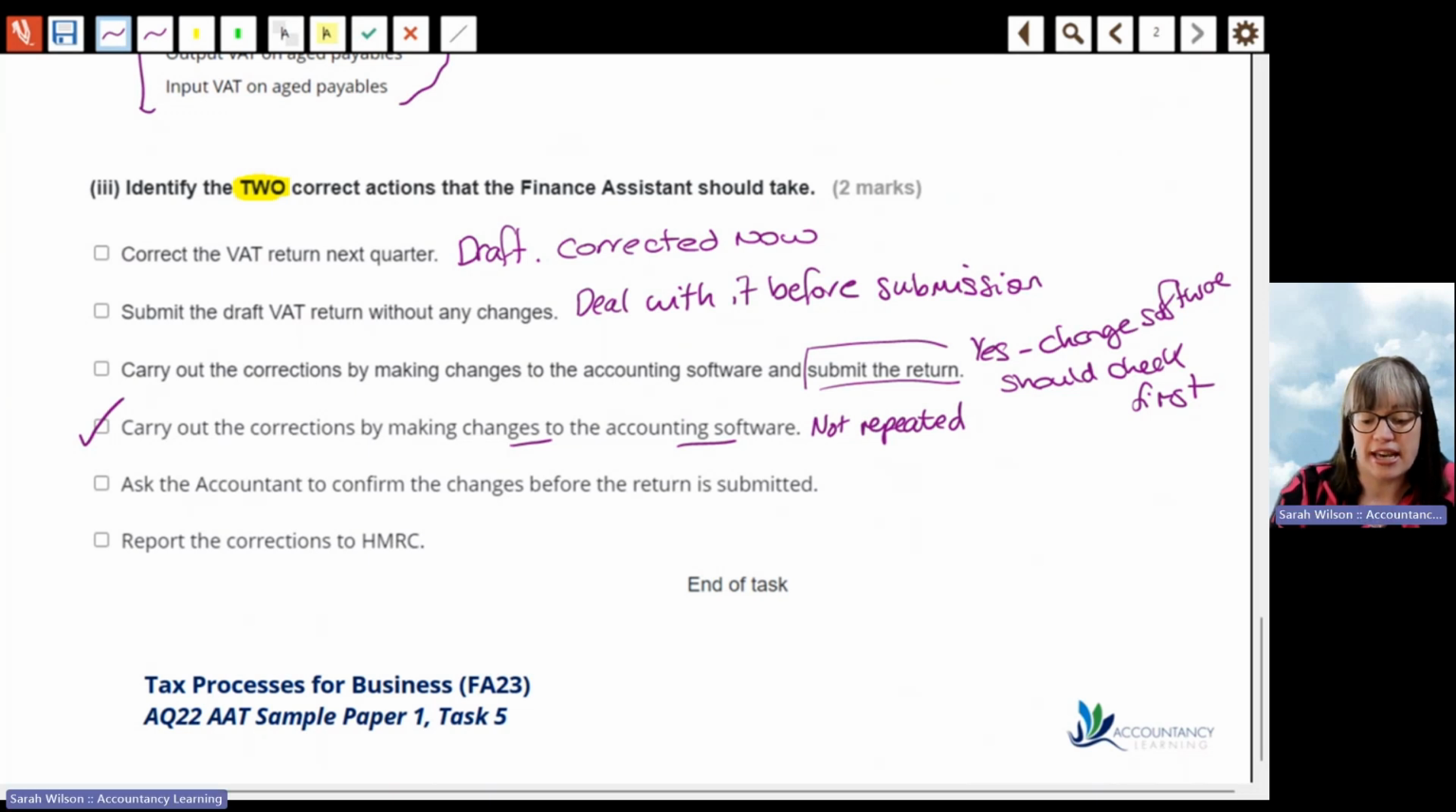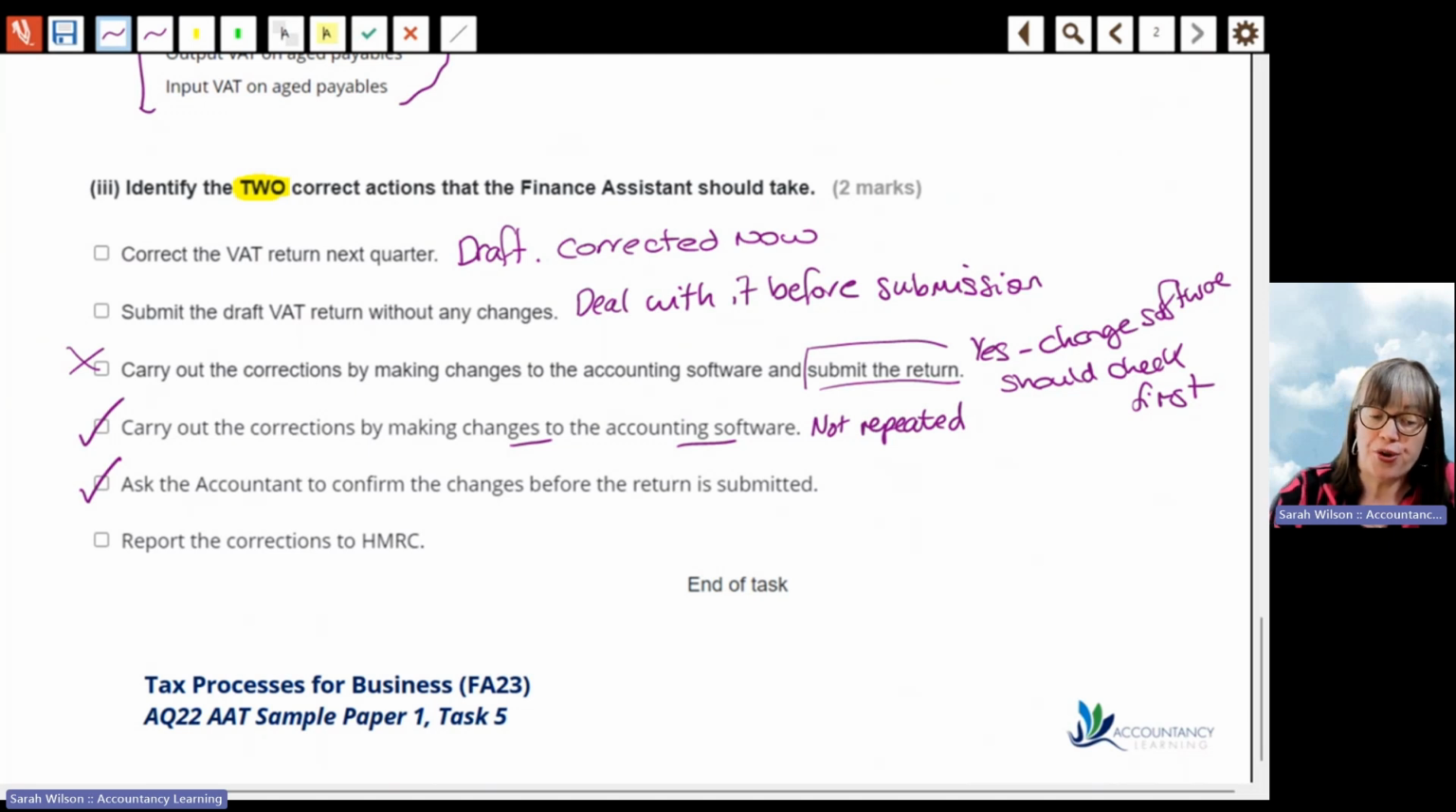The next one, ask the accountant to confirm the changes before the return is submitted. So we said it wasn't the previous one because we're not just going to submit the return, but we do need to make sure that it is confirmed, it has been verified before we submit it. So we're going to want to ask the accountant to do that.